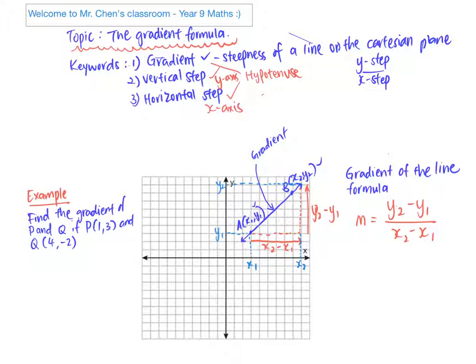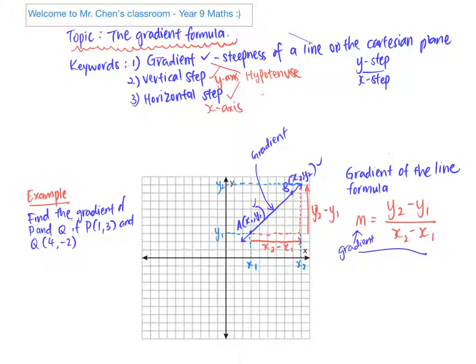A here has x1, y1, and B here we have x2, y2. Those are the 2 coordinates. You can put any number in it, well, not any number, but a number that is appropriate to the grid. So the gradient formula is this right here. Gradient, which is your m. m is the short form, the abbreviation, for gradient. Gradient equals y2 minus y1 over x2 minus x1.